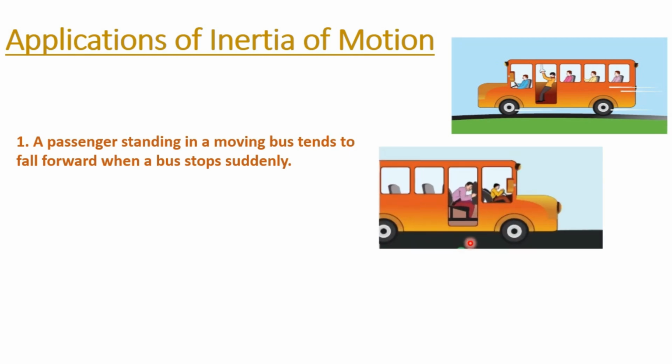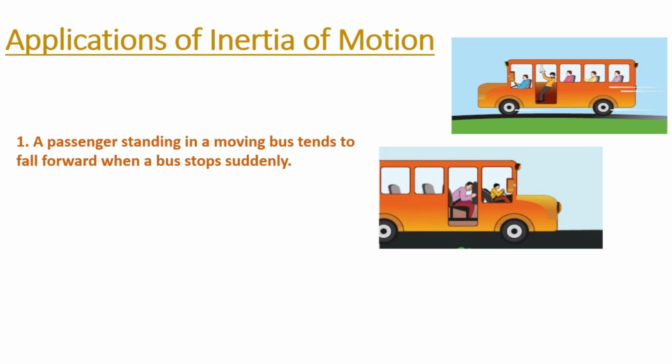Now when the driver applies the brakes, the passenger will fall in which direction? Forward direction. In the same manner as I explained inertia of rest, I am now explaining inertia of motion. Initially, tell me, the bus and the passenger are in which state? Motion state.